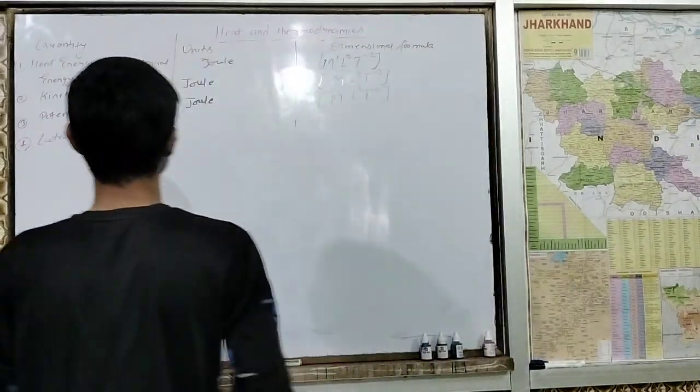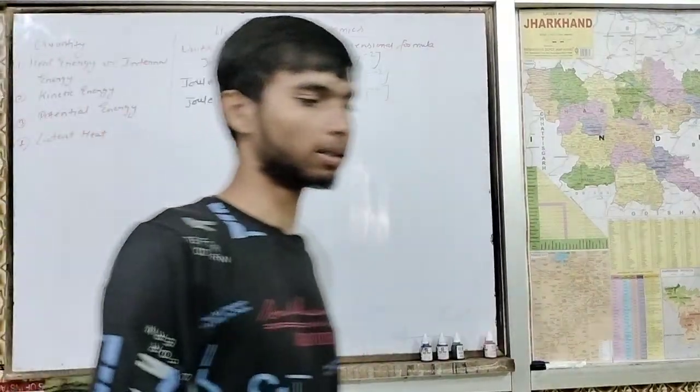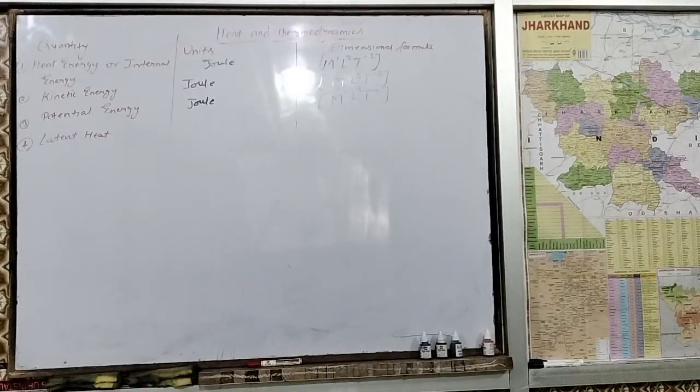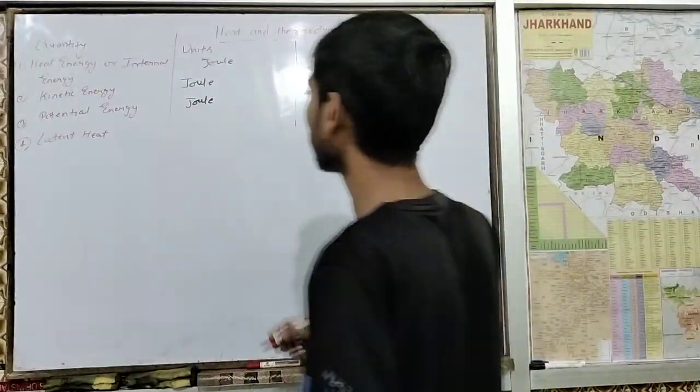Now next, what about latent heat? What is the SI unit for latent heat? It is nothing but joule per kg. Okay, just put joule per kg. Joule will be added because heat is coming. That's all. Joule per kg.